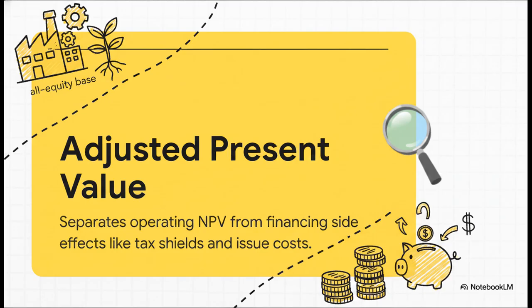We want to answer that core business question before we even begin to worry about how the bank is going to finance it. APV explicitly separates that core operating net present value from the financing side effects, things like tax shields and issue costs. This gives a CFO crystal clarity on where the actual value is genuinely coming from.